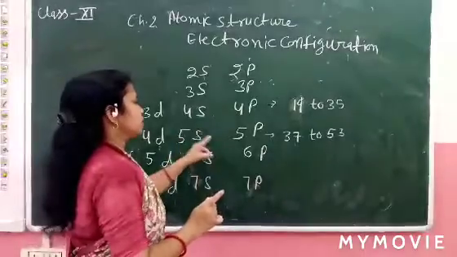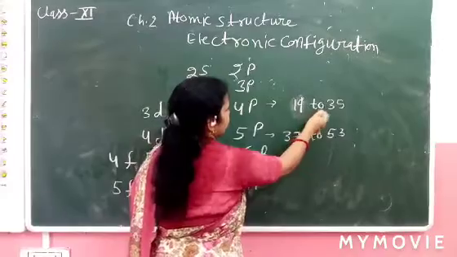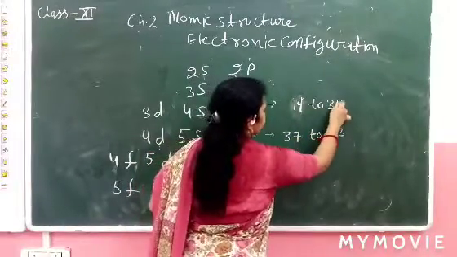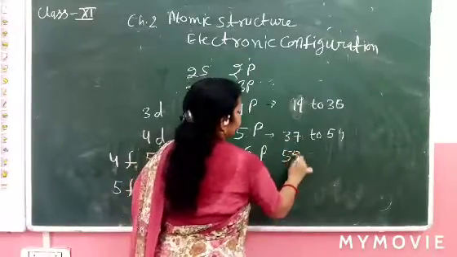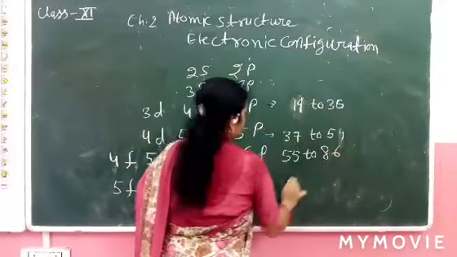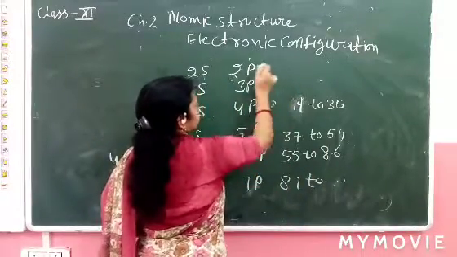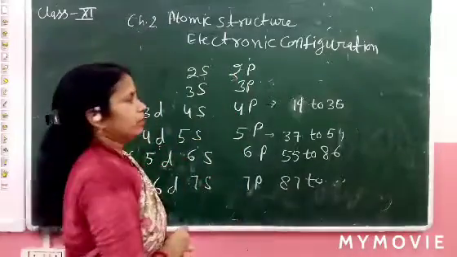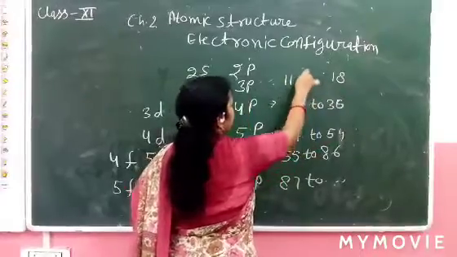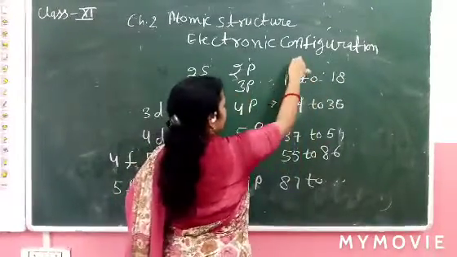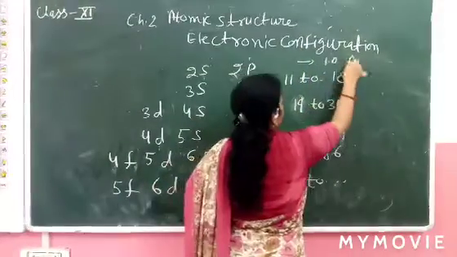Now if we fill all electrons, 54 is, you can write here 19 to 36, and 37 to 54, then 55 to 86, and 87 and so on. The atomic number is here: 1s2, 2s2, 2p6, 11 to 18, and before 11 up to 10. These are the atomic numbers for these.